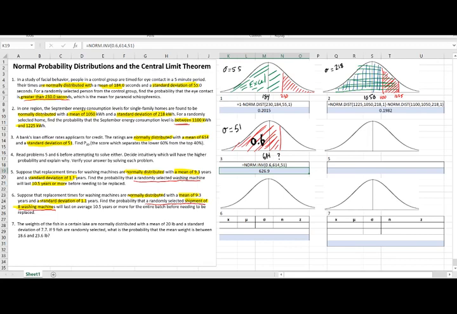Okay, so in both cases, the mean is 9.3 years, the standard deviation is 1.1 years, and we're looking at 10.5 years or more. So maybe 10.5 years here, or more, greater than 10.5 years.